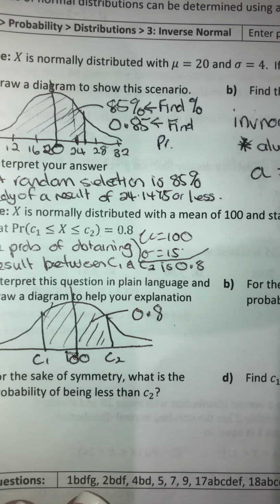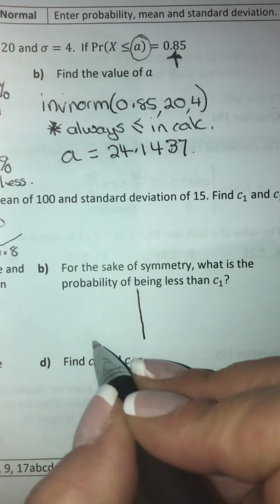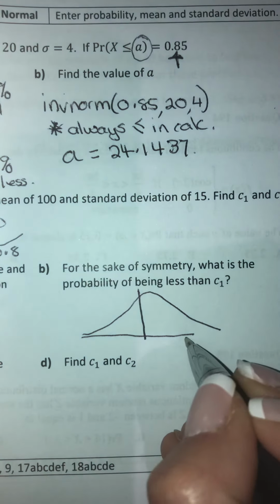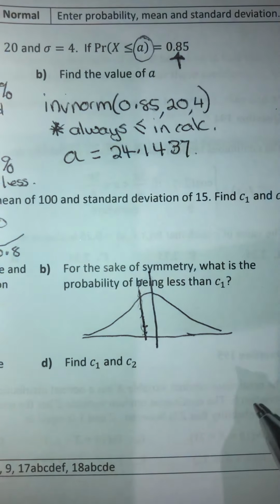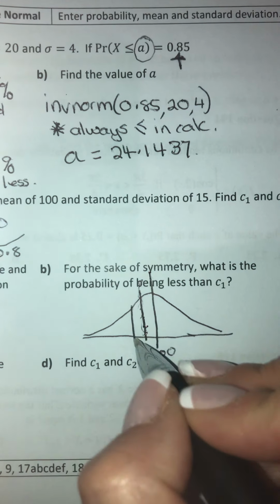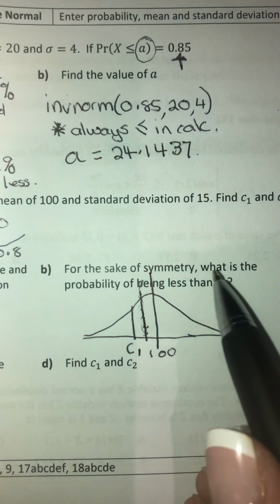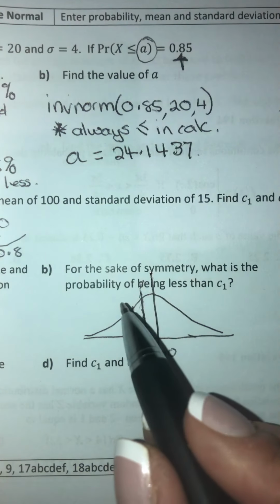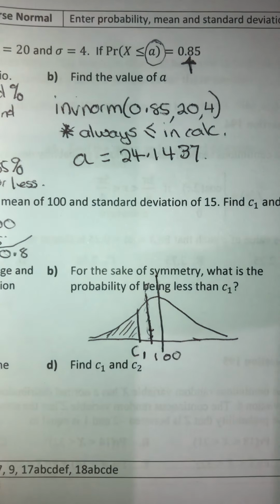All right, so now the next question. For the sake of symmetry, what's the probability of getting less than C1? So let's draw that again quickly. Oh, my Lord, look where my mean is. Please excuse that line. This is 100, and this is C1. Okay, so let's have a look at what the question is. For the sake of symmetry, meaning this side is identical to this, what is the probability of being less than C1? You could go, well, I don't know, because I don't know what C1 is.